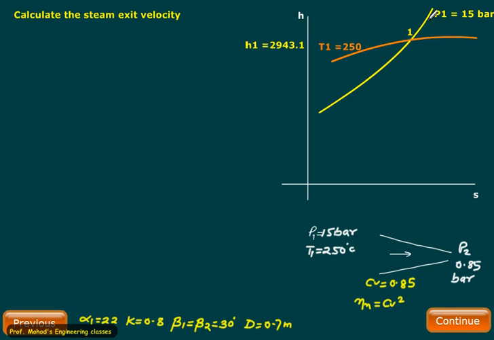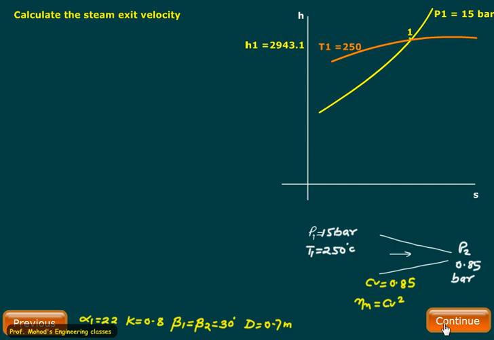We are given pressure equal to 15 bar, so we have a pressure line on the Mollier diagram equal to 15 bar and a temperature of 250 degrees Celsius. These two pressure and temperature lines will intersect at one point, and that gives the enthalpy. You can record 2943.1. Your value may deviate from this one. 2943.1 is the enthalpy at point 1.